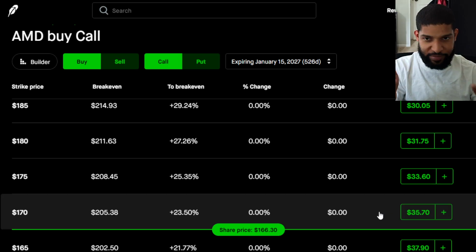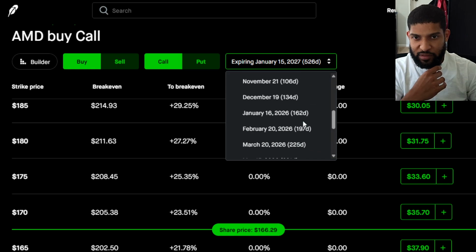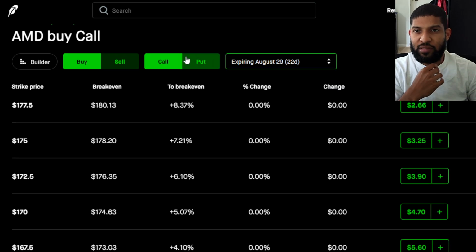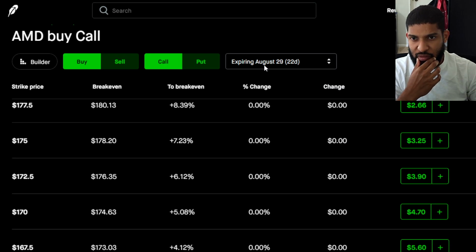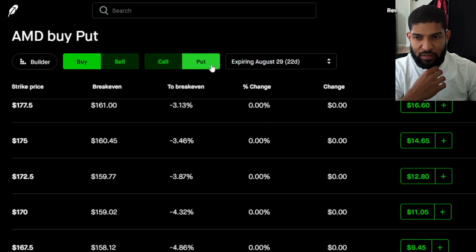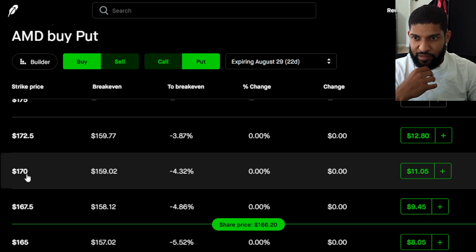A put option is basically the reverse. Let's see. Let's do, wait, August 29th. All right. So basically, oh yeah, this is in the money, out of the money. Let's look back at this 170 put option.